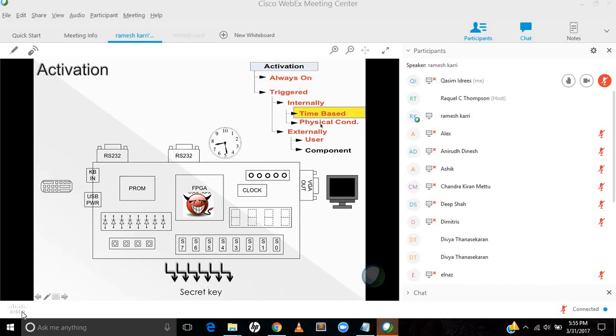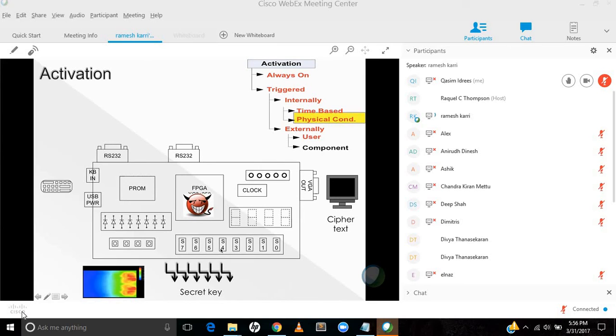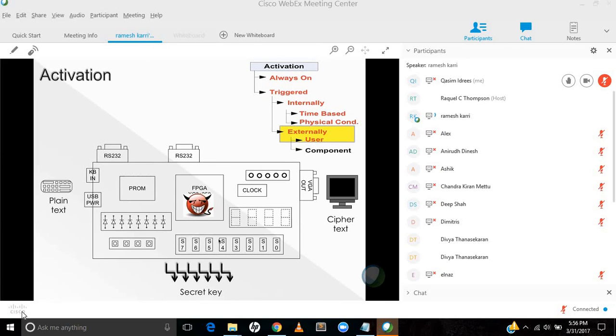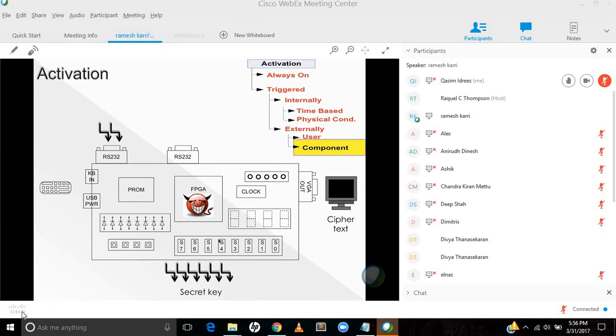So, internally triggered and so on. Time-based: people started putting in some control, loops, counters, and so on. Physical condition-based was interesting too. Somebody was running ring oscillators and measuring the temperature and using that as a way to trigger Trojans. That was demonstrated. And then cheat sheets were quite popular. The way the cheat codes came in was interesting too. It could come through RS-232.